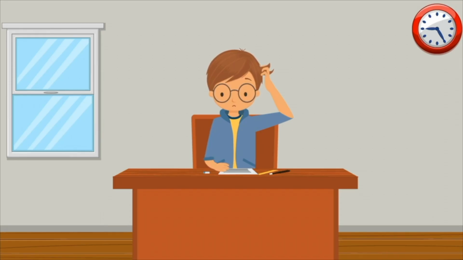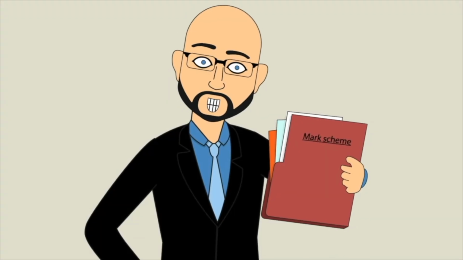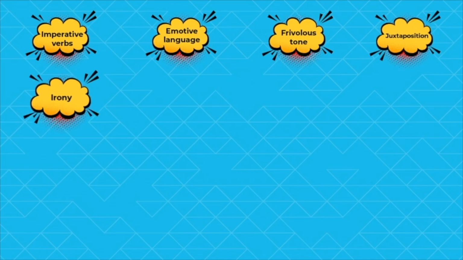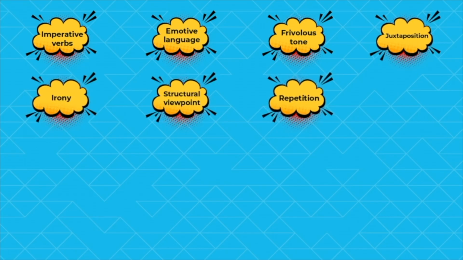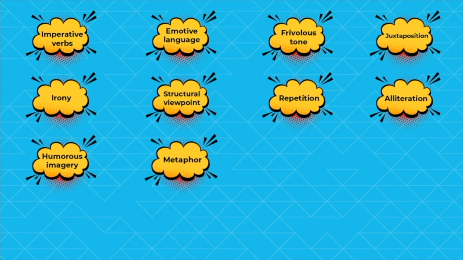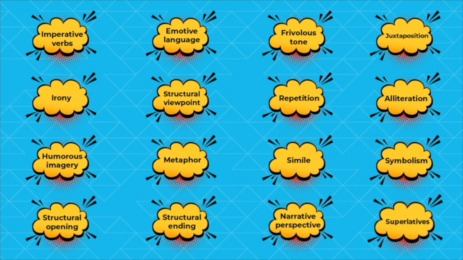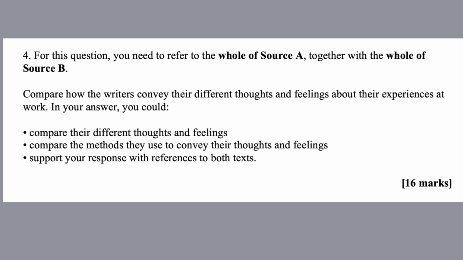And the good news is I've looked through the past mark schemes and you can write about pretty much anything. Imperative verbs, emotive language, frivolous tone, juxtaposition, irony, structural viewpoint, repetition, alliteration, humorous imagery, metaphor, simile, symbolism, structural opening, structural ending, narrative perspective, superlatives, hyperbole. So essentially what this question is saying is this: if that method is used to present the idea or perspective you're writing about, then you can analyse it in your answer.